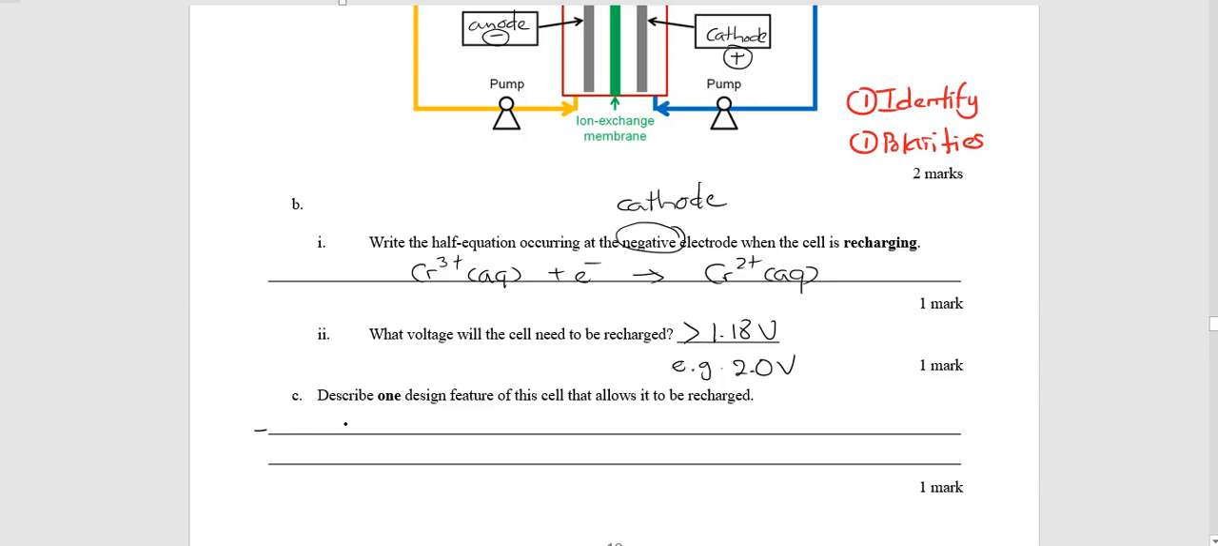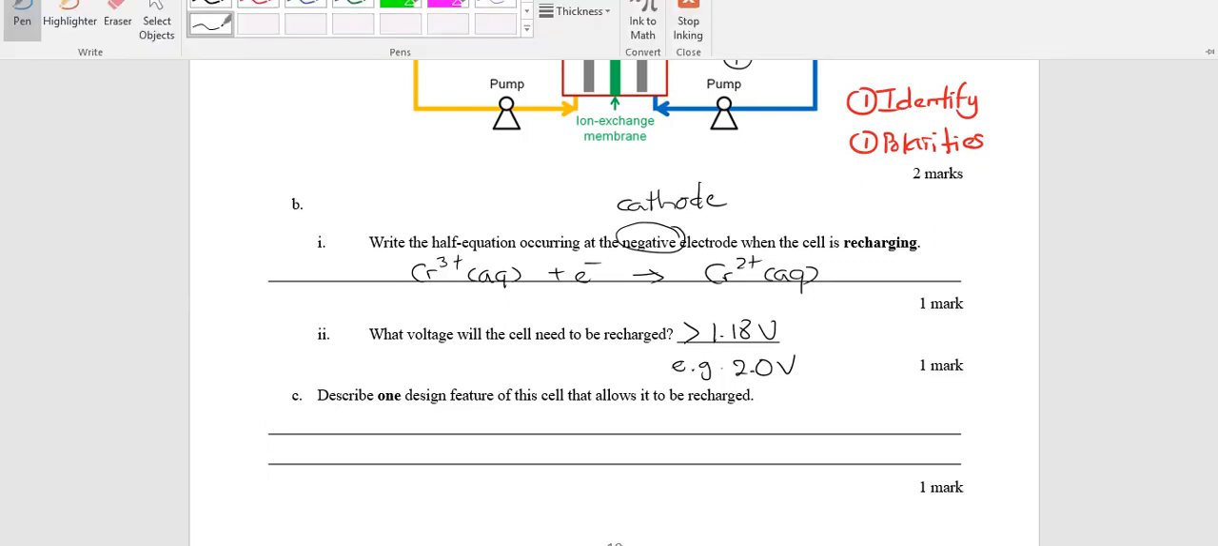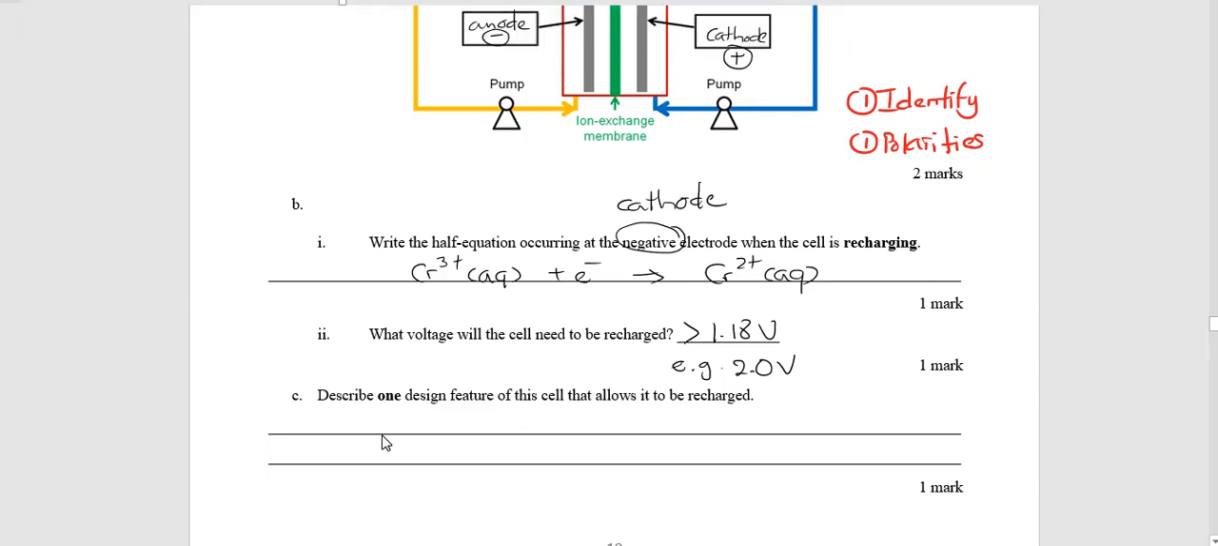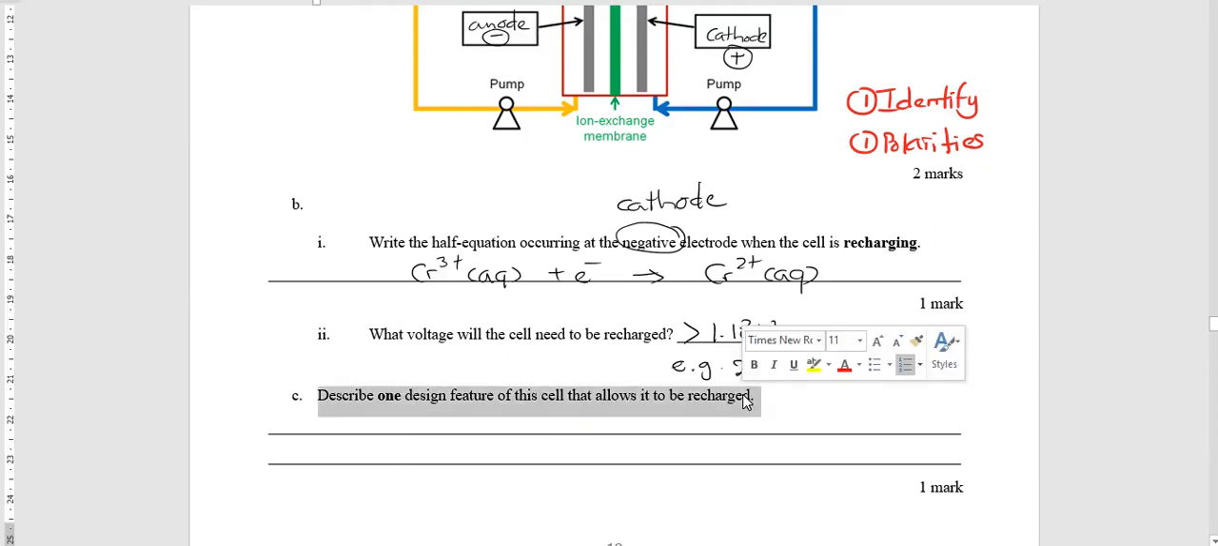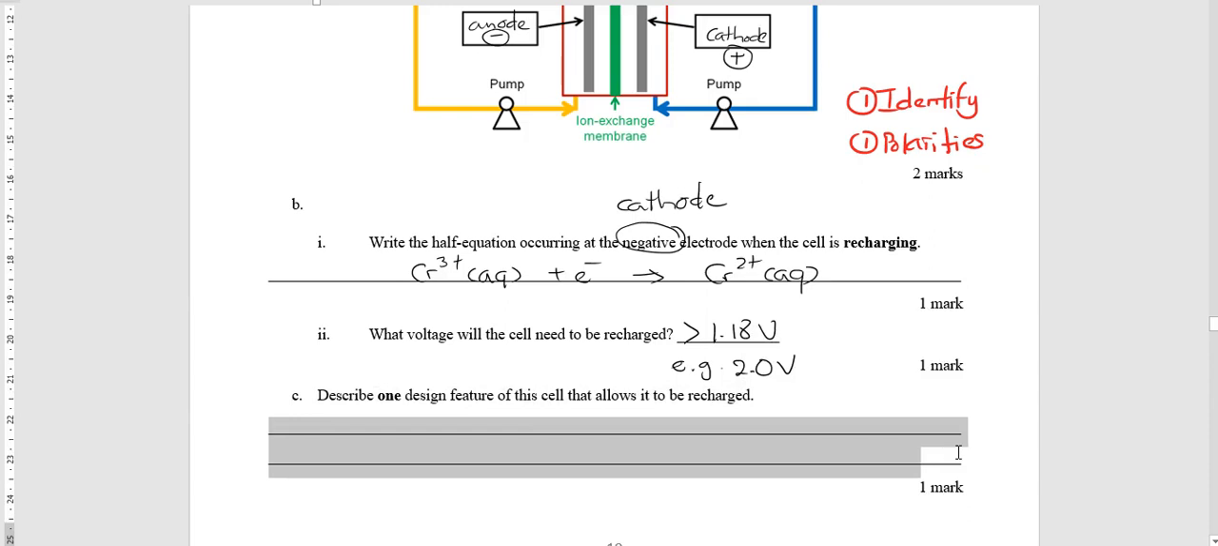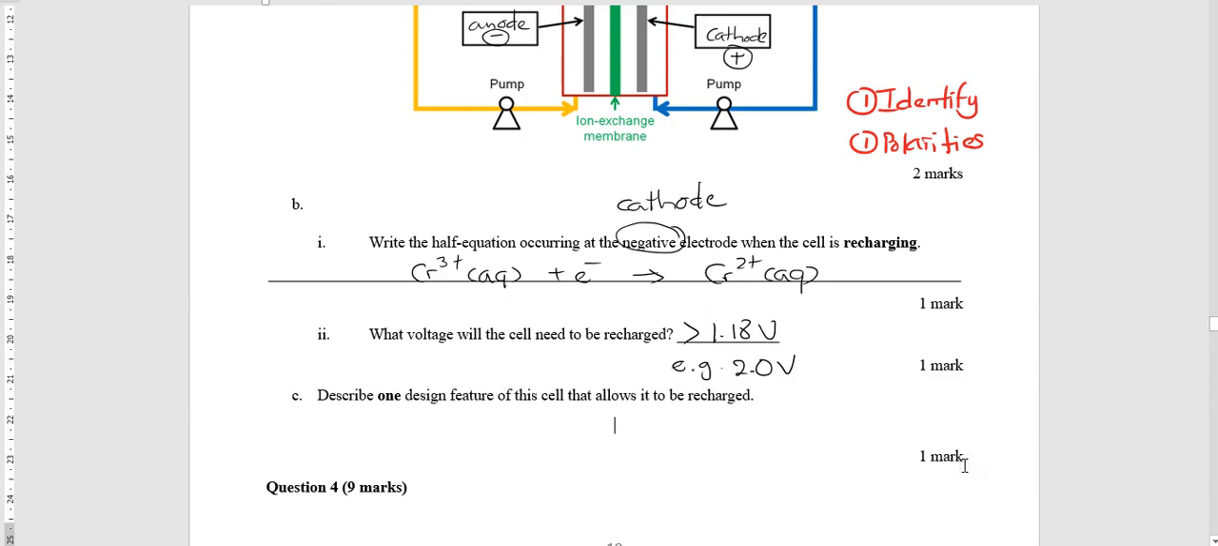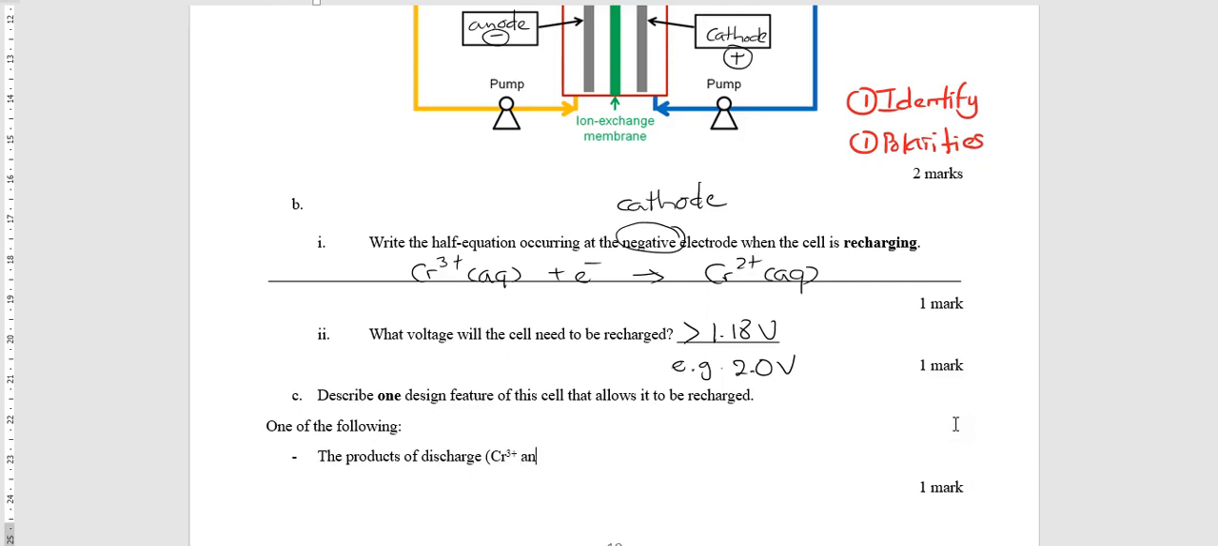So the one thing that you can say to get the mark is something along the lines of, now I'm not gonna embarrass myself anymore, so I'm actually gonna use the cursor and type it in. All right, say something like, one of the following. There are a few answers you can give. So you can say the product of discharge, and you want to be extra careful and tell me what they are. They should be Cr3 plus and Fe2 plus.